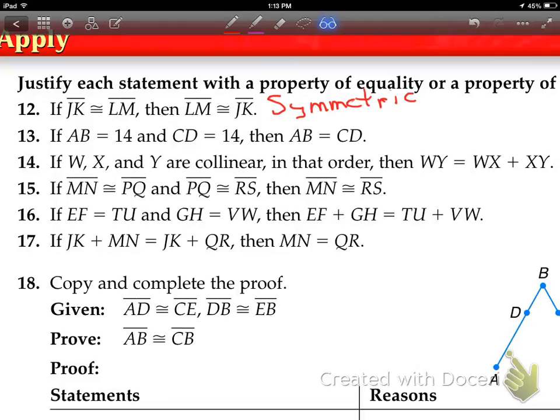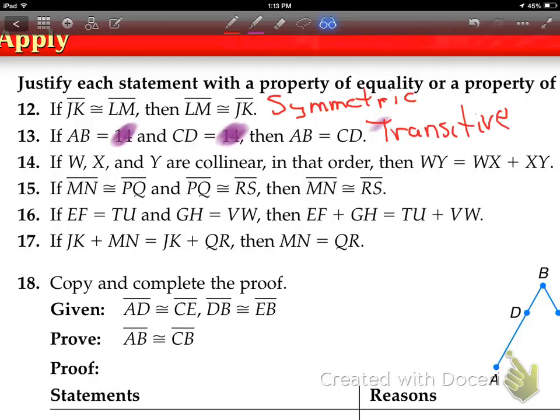Okay, on our next guy, notice that AB is equal to 14. And CD is equal to 14. If two things equal the same thing, the transitive property says they equal each other. So AB is equal to CD by the transitive property. Anytime you say transitive, you could have also viewed that as a substitution. So if you said substitution, that was good also.